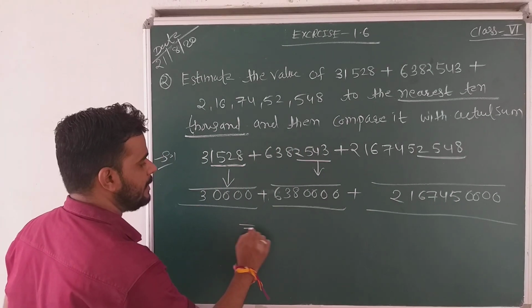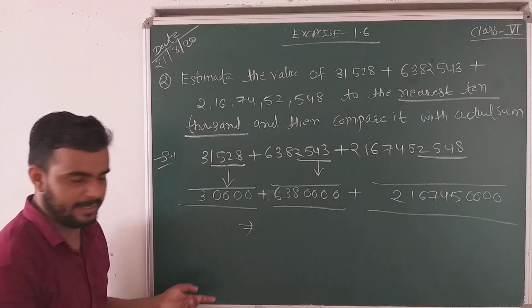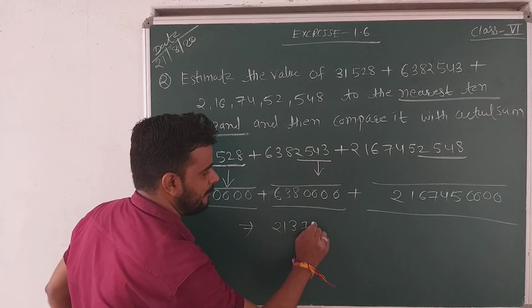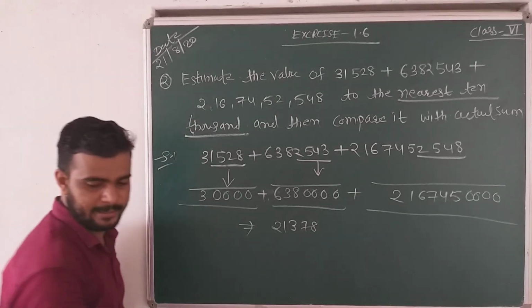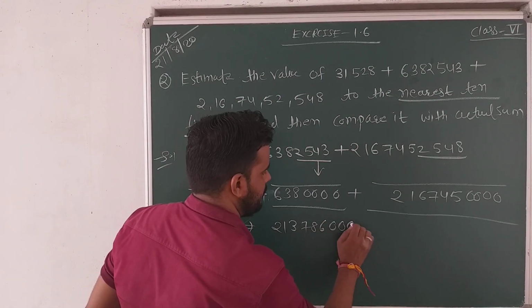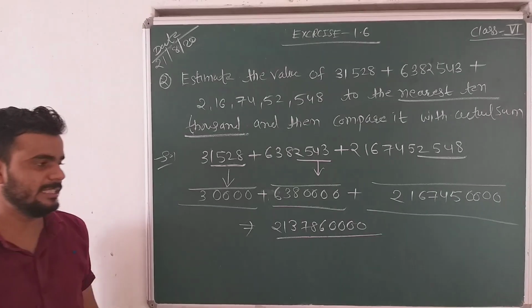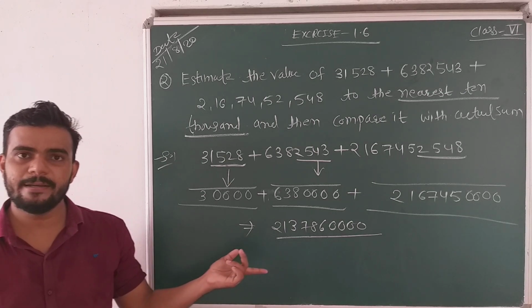So now add all of this, and when we add all of this, then we will get 222,378,000 or so. So this is your estimated sum. What is the sum? Estimated sum.